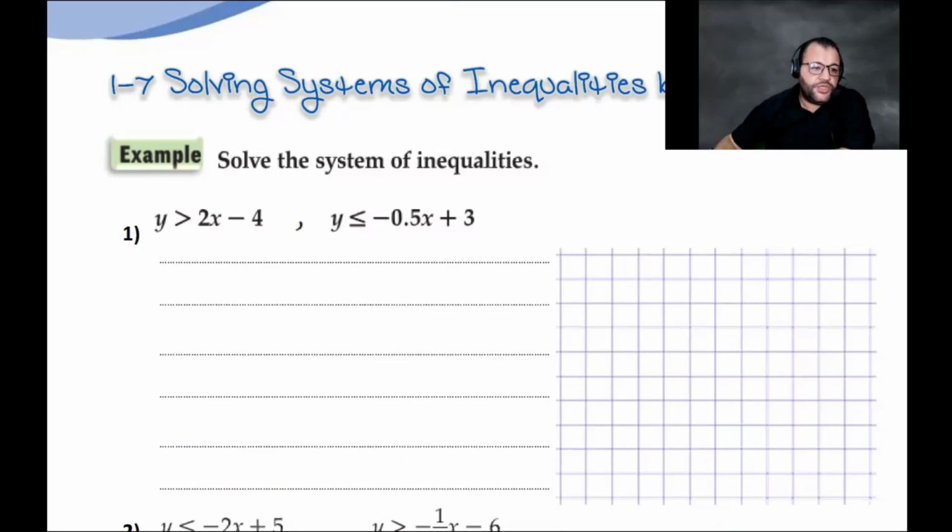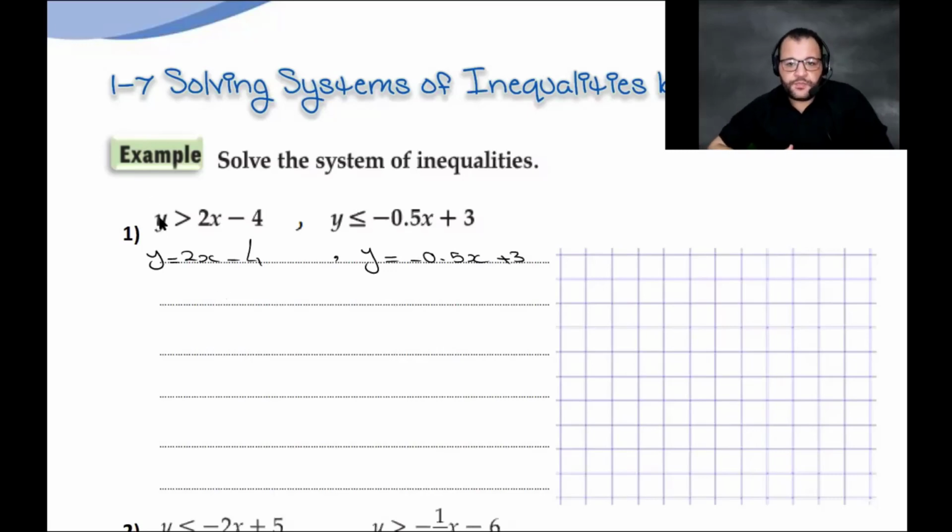So at the first, we need to solve the system of the inequality y is greater than 2x minus 4 and y is smaller than or equals negative 0.5x plus 3. So how we can graph this one? I will solve number one. In graphing the inequality, we need to convert to be an equation. So the first equation will be y equals 2x minus 4, and the second one, y equals negative 0.5x plus 3.